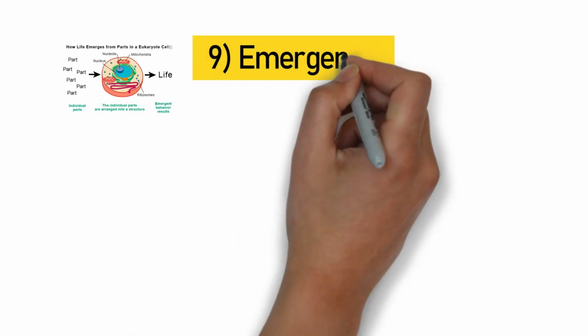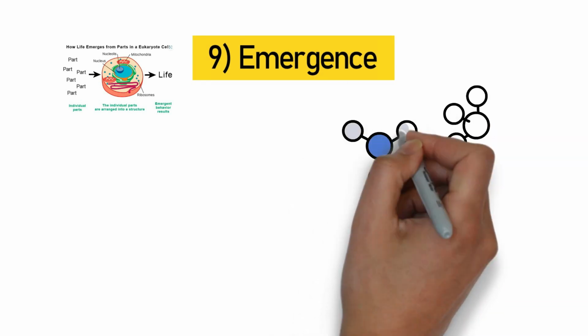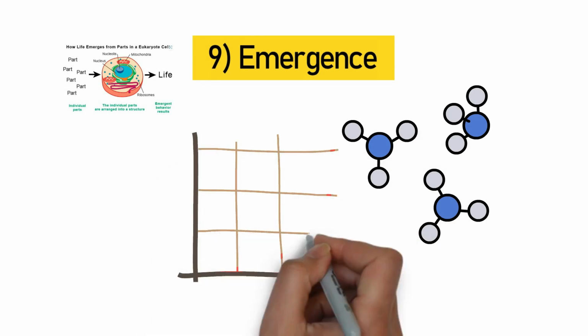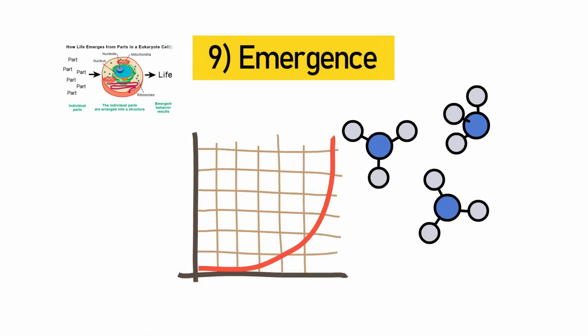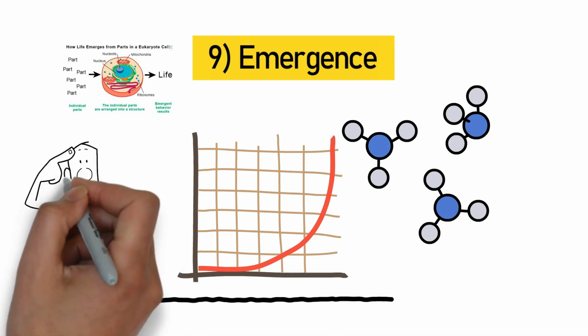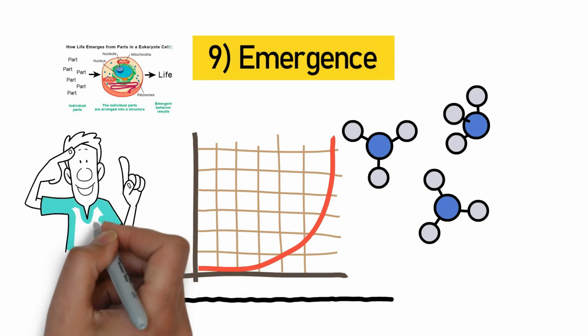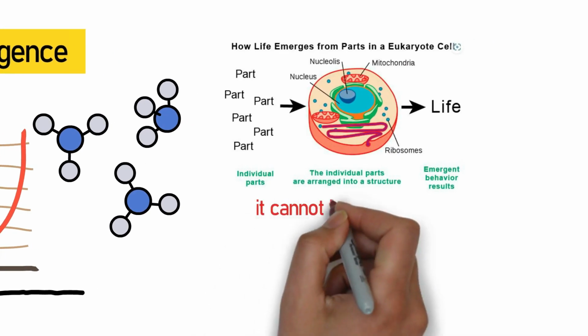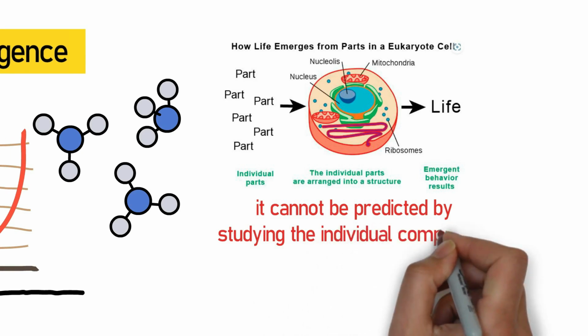Number 9, emergence. The interaction of lower order components tends to produce higher level behavior. The end result is frequently nonlinear or exponential rather than linear, as in simple addition. One of the most important properties of emergent behavior is that it cannot be predicted by studying the individual components.